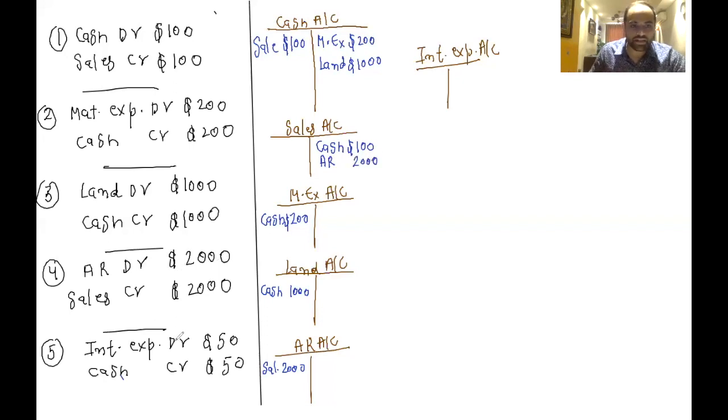Right. Interest debit because of cash. Amount is 50. Right. Cash credit because of interest expense, which is 50. All right. Now understand? Is that okay?